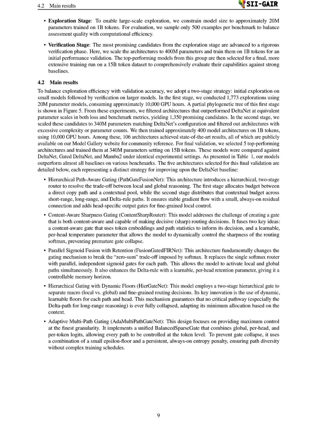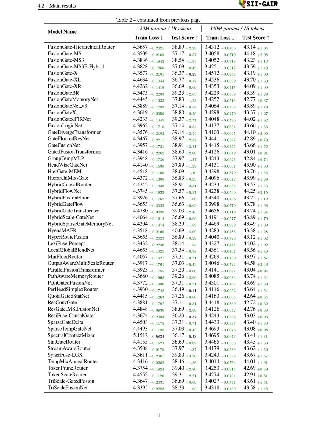For final validation, 5 top-performing architectures were trained at 340M parameters on 15B tokens, demonstrating superior performance against DeltaNet, gated DeltaNet, and Mamba 2 across various benchmarks. This achievement underscores the effectiveness of the ASI-ARCH framework in advancing neural architecture discovery.